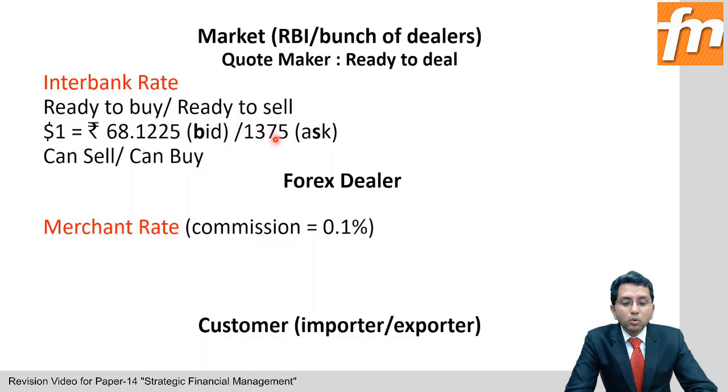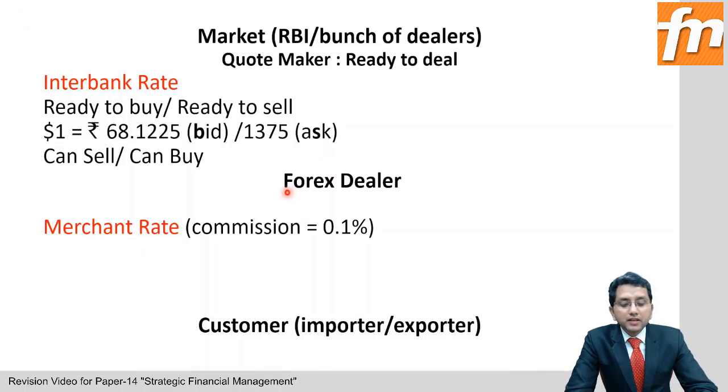If there are more people who are ready to sell dollars, this rate will come down due to higher supply. If there are more people who are ready to buy dollars, there will be higher demand and this rate will go up. The interbank rate is the market driven rate driven by the forces of demand and supply, while the merchant rate is simply a calculated rate. The merchant rate is calculated with the help of the interbank rate. It does not have its own, independent buying and selling forces.